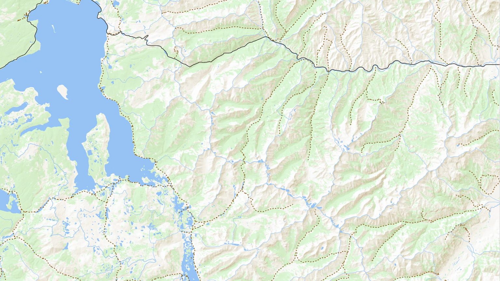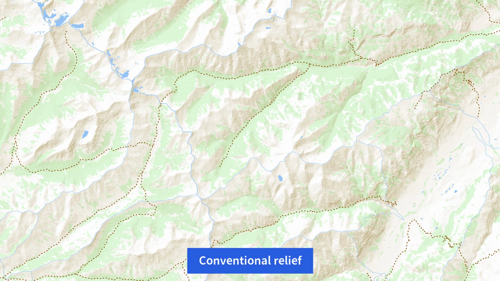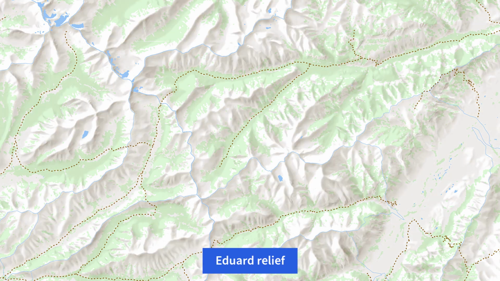Here's a map with conventional shaded relief. I've run the hillshade process with a Z factor of 0.00005 and lightened the image using my usual settings. I also applied a slight brown tint. Here's the Eduard relief. I'll zoom in for a closer look. And there you have it.